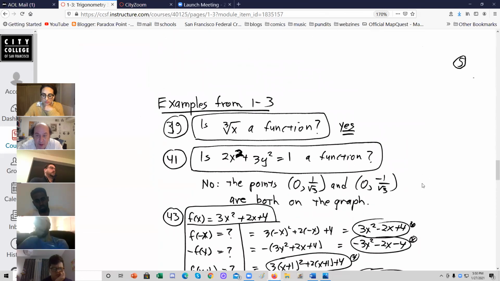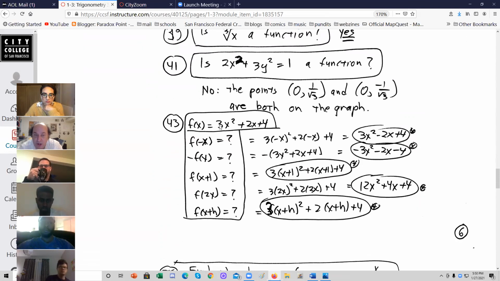So, examples. Is cube root of x a function? Yes. You input x, you get out cube root of x. Is 2x squared plus 3y squared equals 1 a function? No. Because, for example, if you set x equal to 0, you get 3y squared equals 1, and there's 2 solutions. 0 by 1 over root 3 and 0 by negative 1 over root 3. Both of these points are on the graph for a single value of x. So the graph of this is not the graph of a function.